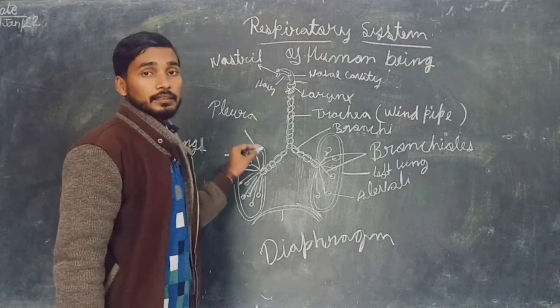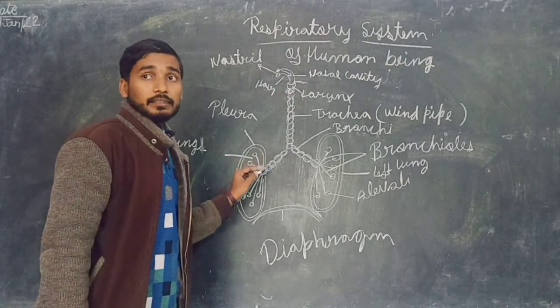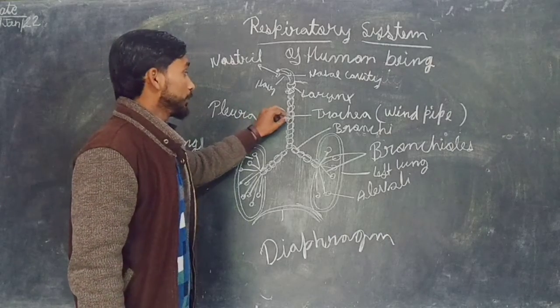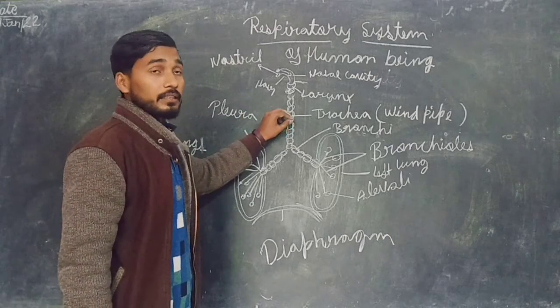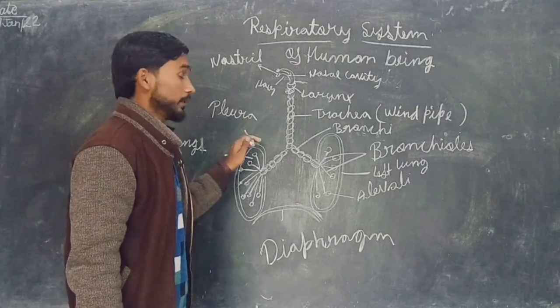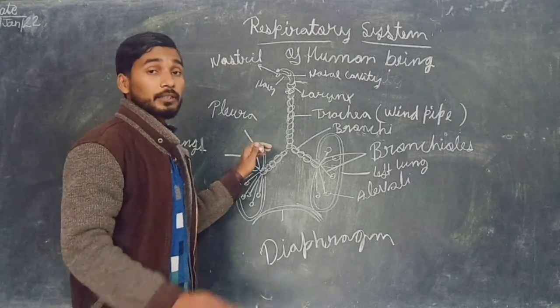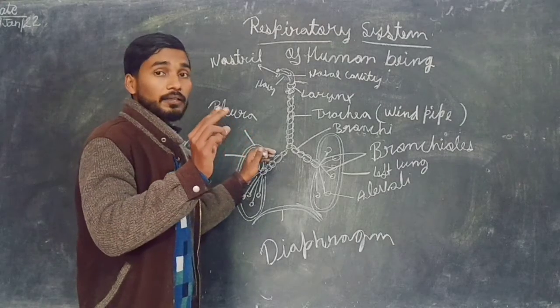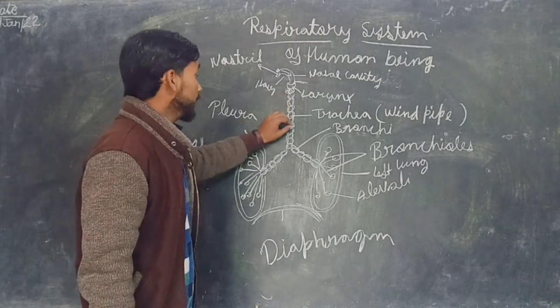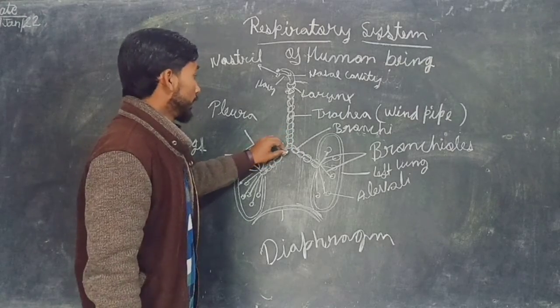The trachea is a cartilaginous structure. Cartilage is a soft bone that prevents the collapse of the trachea. Cartilage जो structure होता है वो trachea को collapse होने से रोकता है, क्योंकि inhalation और exhalation के दौरान ही हमारी trachea contract और relax होती है. Okay? After the trachea, air goes to the lungs.